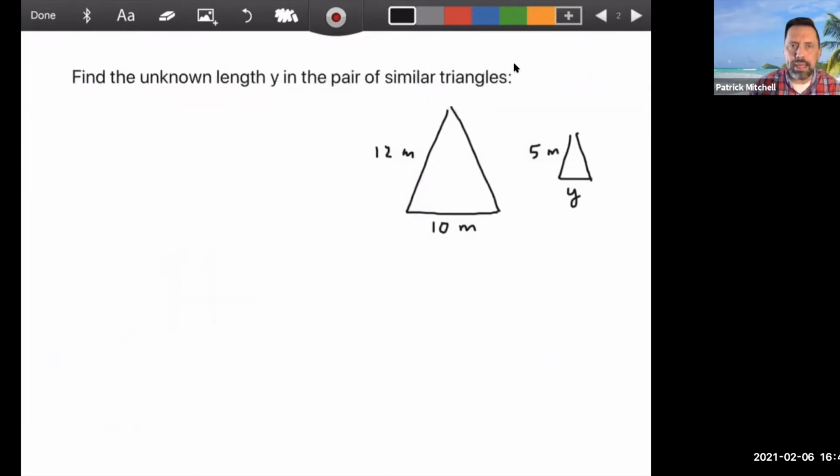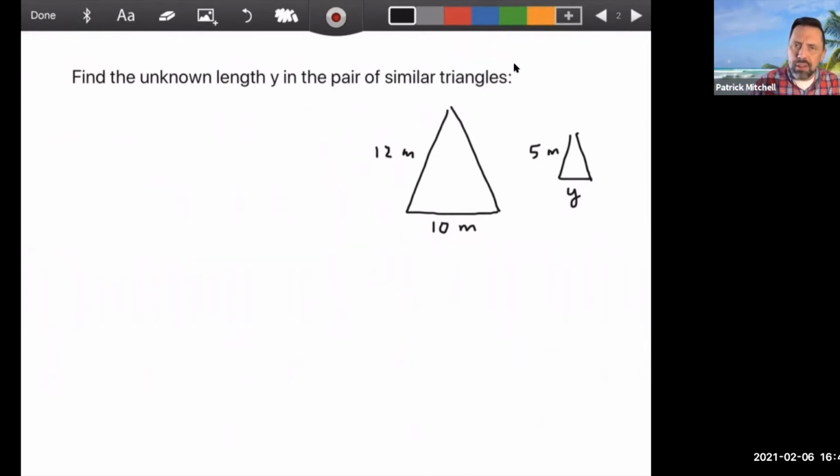This is letter B. They want us to find the unknown length y in the pair of similar triangles, which I have tried to draw for you there. Again, there are a couple of different ways you could set this up. I think the way that I'll do it is to say, okay, what kinds of triangles are these? They look like they might be isosceles. Isosceles triangles have two equal sides.